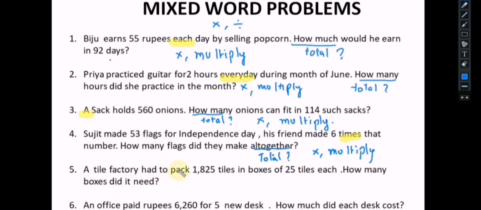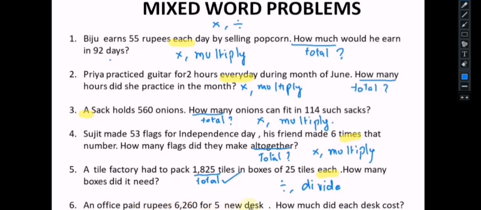Next one. A tile factory had to pack 1825 tiles in boxes of 25 tiles each. So again, you have each indicating it is either a multiplication or division word problem. And how many boxes did he need? So that is the second statement. Here the total has been given. You know the total number of tiles, and you want to calculate the boxes. They are not asking you the tiles, but they are asking you about the boxes. That means you are going to divide. When you know the total and you have the word each, it is division.